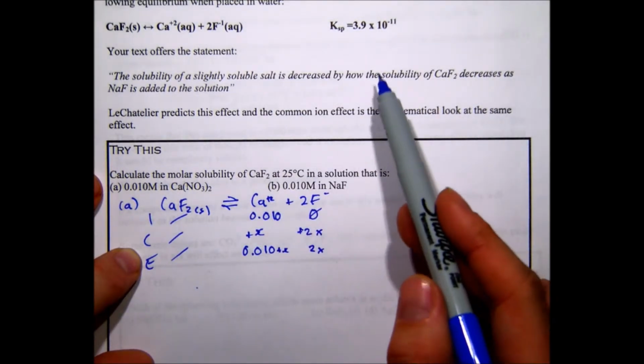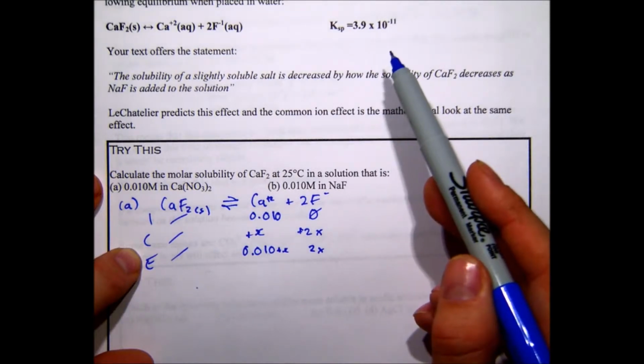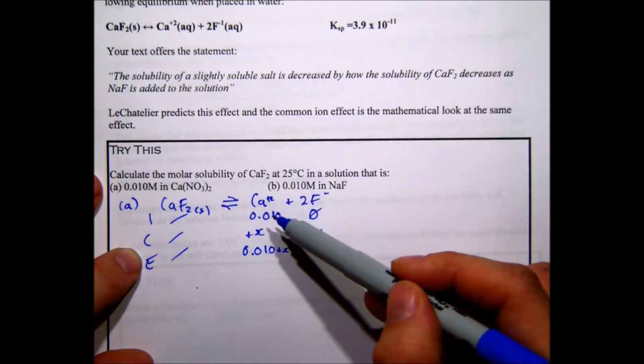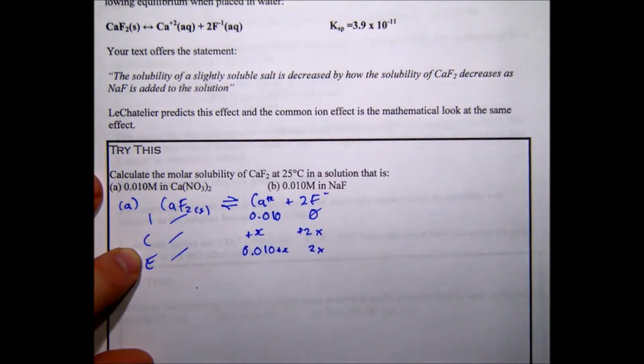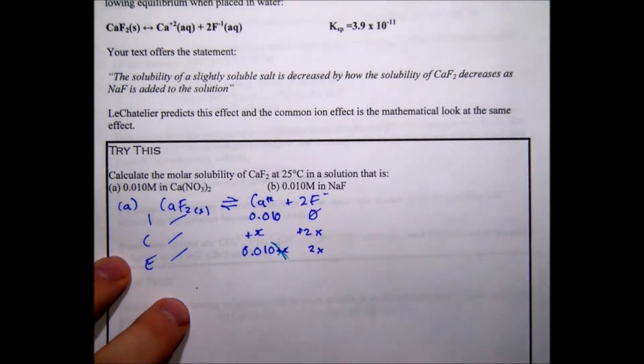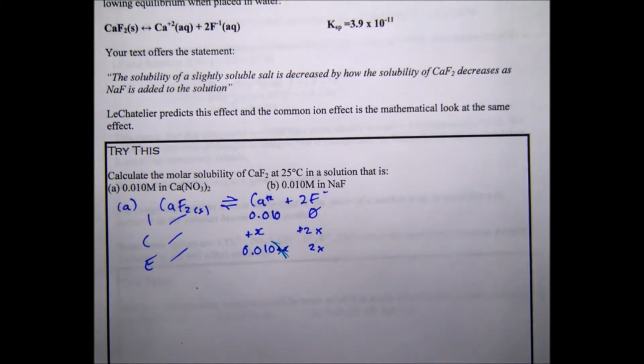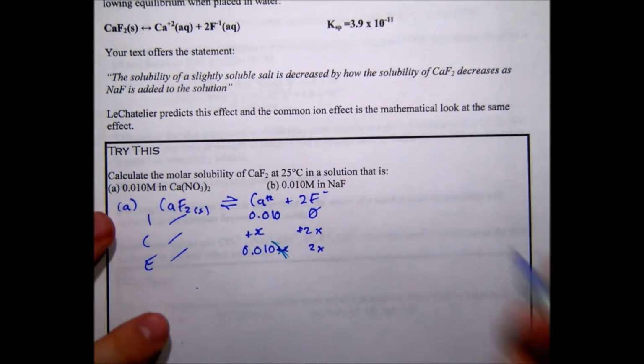Now, when we have a Ksp of 10 to the negative 11 here, and this is our initial value, if we take that initial value and divide it by 10 to the negative 11, we're going to get a number much, much greater than 500, which tells us that we really can ignore the loss of x here, which will simplify our problem a little bit.